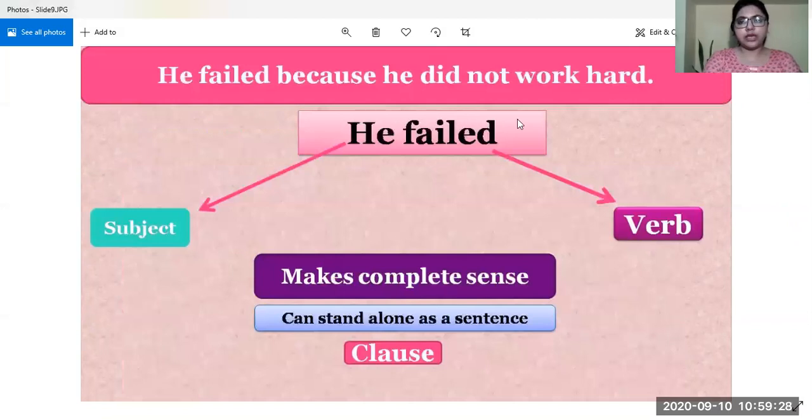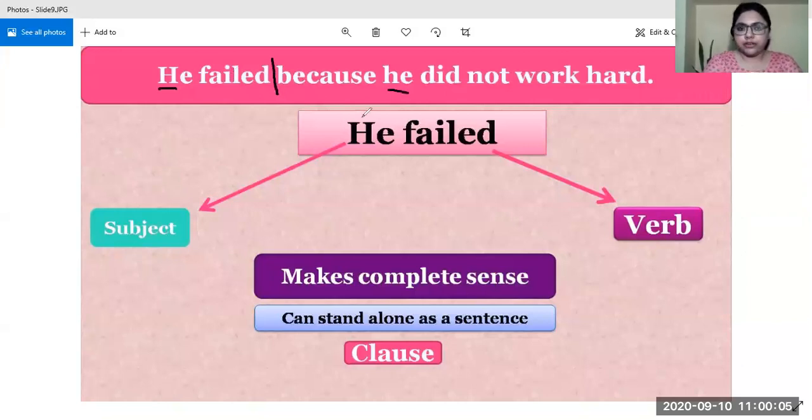Now, let us look at this example. He failed because he did not work hard. Let us again divide this into parts like we did in the very first slide. He failed is one part of the sentence, and because he did not work hard is the other part, because we can find two subjects, one here and one here, so we have divided in between so that each part has one subject only.